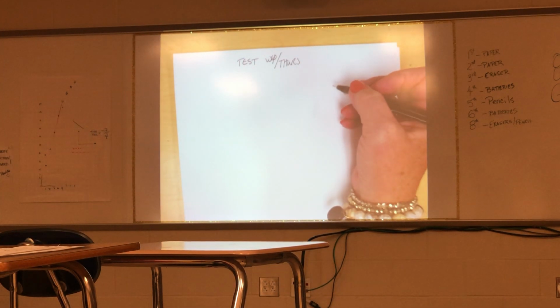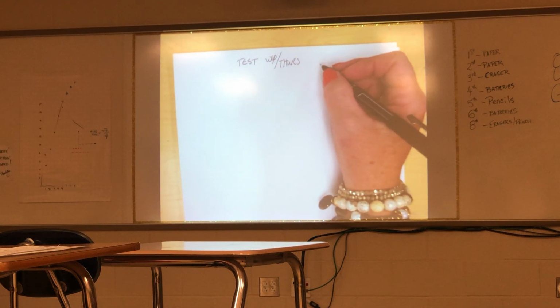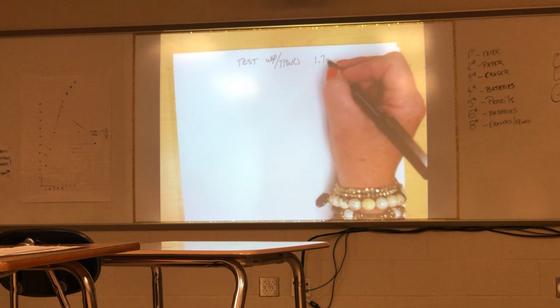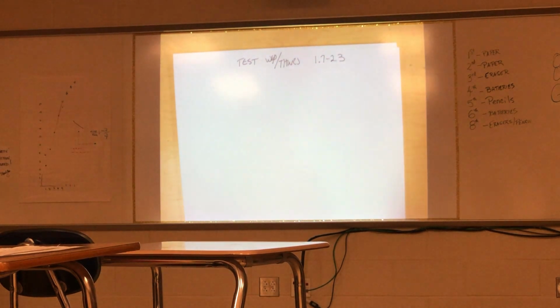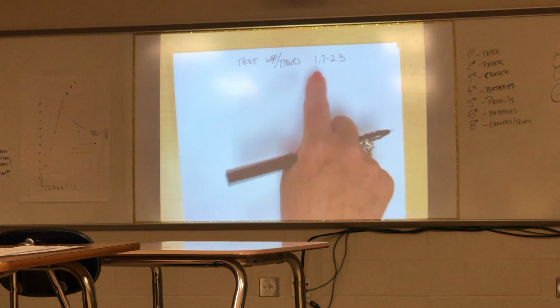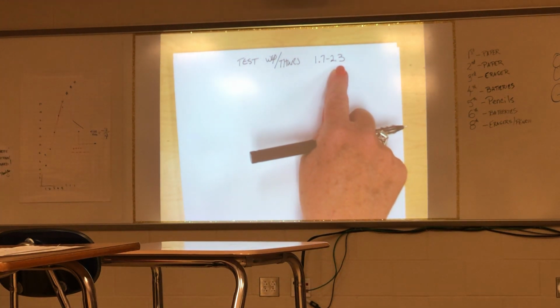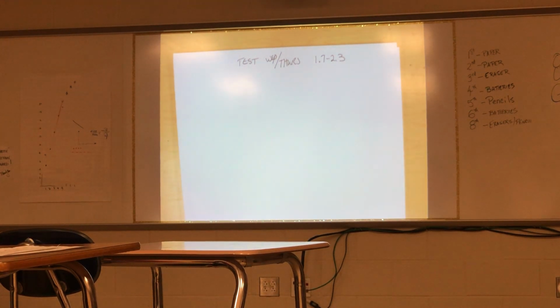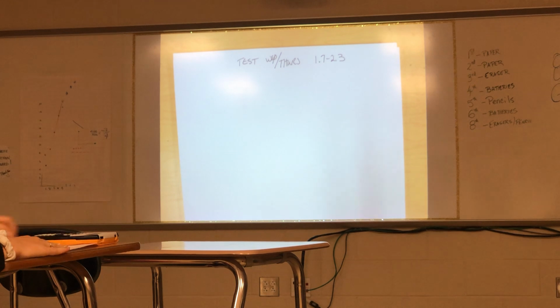Okay, what's it over? What sections? Absolute value, 1.7 through 2.3. We're almost going to get finished with 2.3 today. I'll finish it tomorrow. It'll take me 10 minutes. And then you'll be off and running, and you can study for your test.